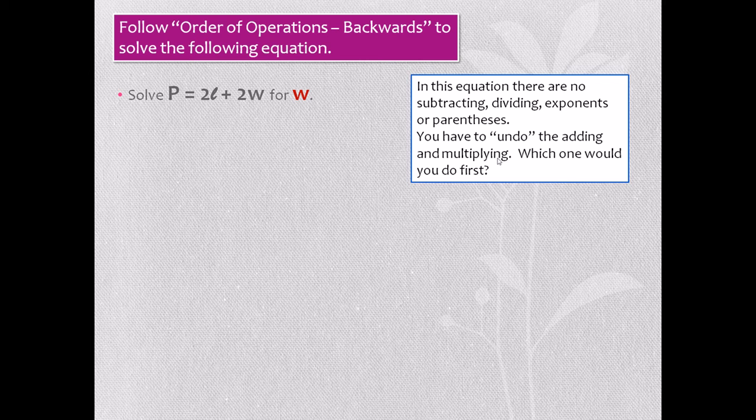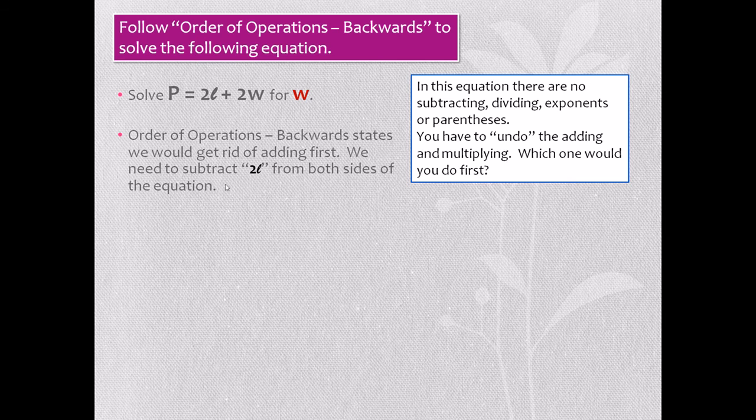What do I do first? Well, I'm going backwards. I have to get rid of the adding first. So backward states we would get rid of adding first. So we need to subtract the entire 2L from both sides. So this is 2L, so it looks like this. I'm going to subtract P take away 2L and 2L take away 2L. Now there's no more 2L. And I am left with P take away 2L equals 2W.